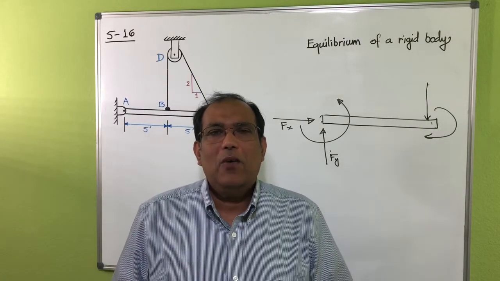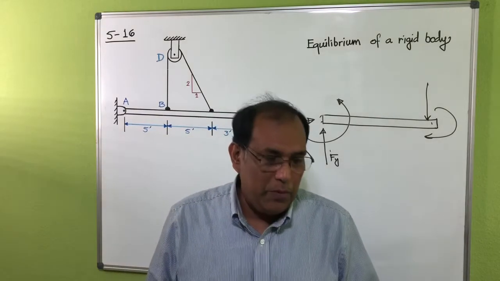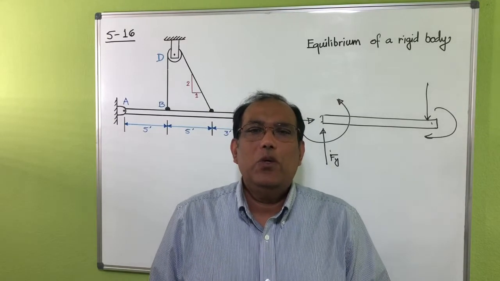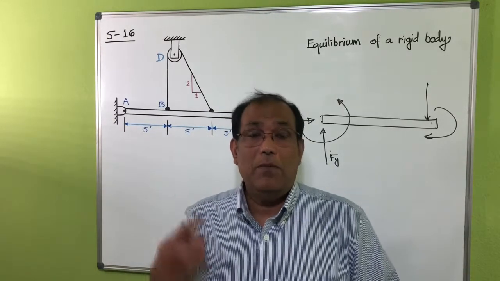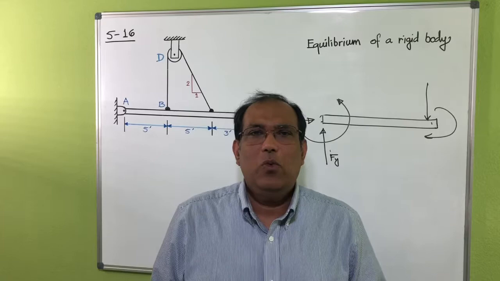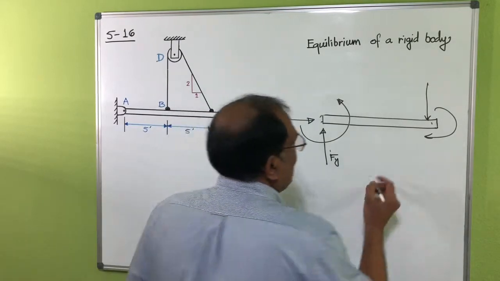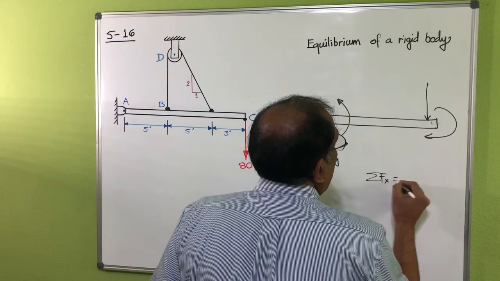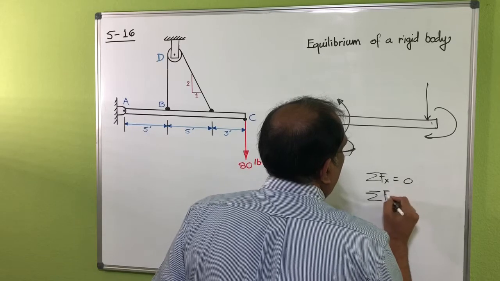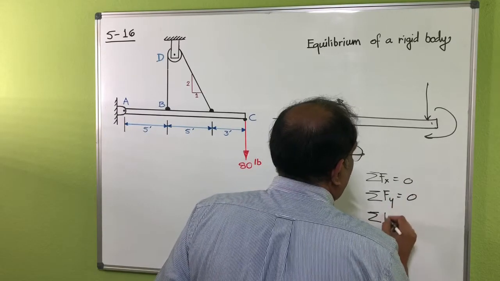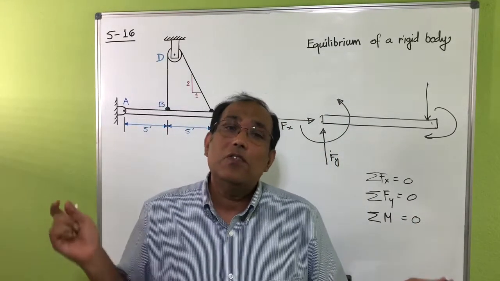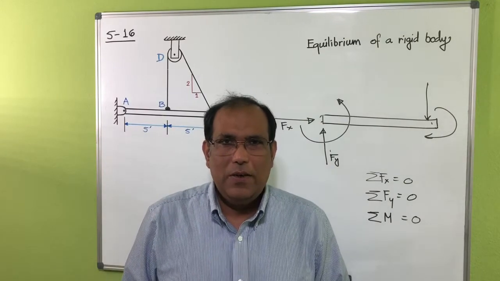Now let's move forward to problem number 5-16, and then we'll show you how to draw the free body diagram for all of the problems I'm going to solve here. We'll draw the free body diagram first, and then we'll use these three equations: summation of Fx, summation of Fy, and summation of moment at any point is equal to 0. From those three equations, we'll try to solve the problems in this chapter. Okay, now let's move forward.